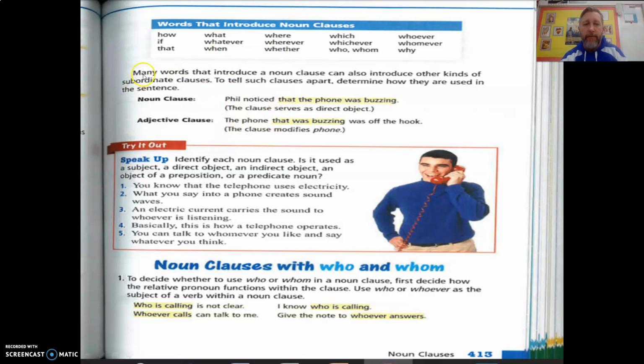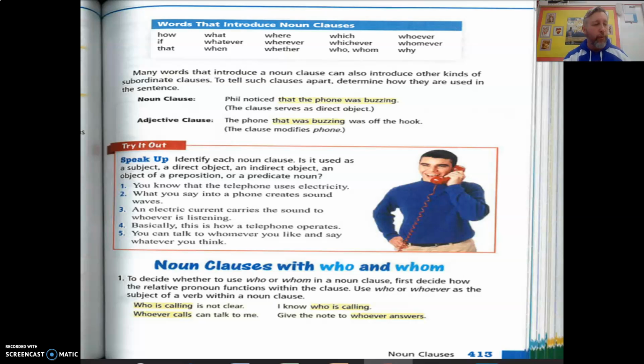But look at the second one. The phone that was buzzing was off the hook. So that was buzzing is giving more information about phone. In this particular case, it's an adjective clause. So what I want you to do is pause the video. I want you to go through numbers 1 to 5 on your own. See if you can identify each noun clause, and is it used as a subject, direct object, indirect object?